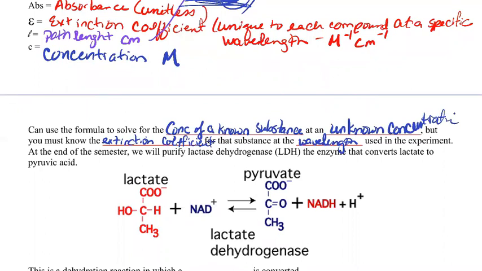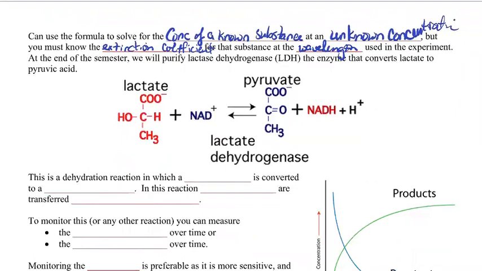And so we're going to use this concept later on in the semester, and we're going to purify a particular protein. And that particular protein is lactate dehydrogenase. It's an enzyme that will convert lactate to pyruvic acid. And so in this reaction, right, you not only have our lactate going to pyruvate here, but we also have something else going on.